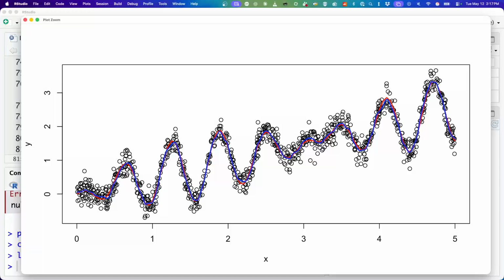So that's the difference in approach between local regression, with kernel regression as one of the examples, versus the spline-based approach. I talked about the strengths and weaknesses of both of those last time. Any questions about that?